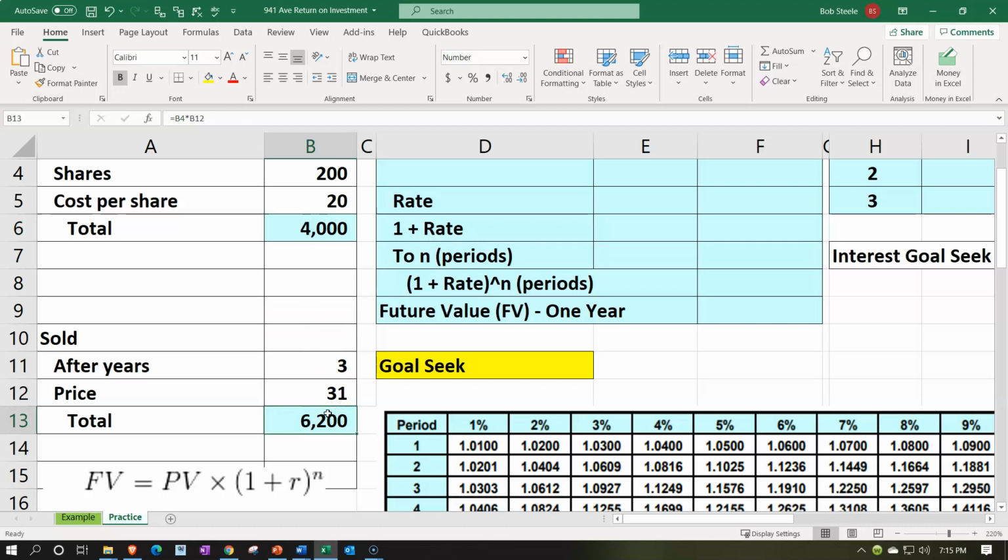So if we were to do the algebra, we would have the future value, which is the 6,200, equals the present value, which would be the 4,000, times 1 plus R, R being the unknown, to the power of the number of periods, which in this case is 3 for the 3 years. Having only one unknown, that being R, or the rate, is what we can then solve for, and we can kind of back into the rate.